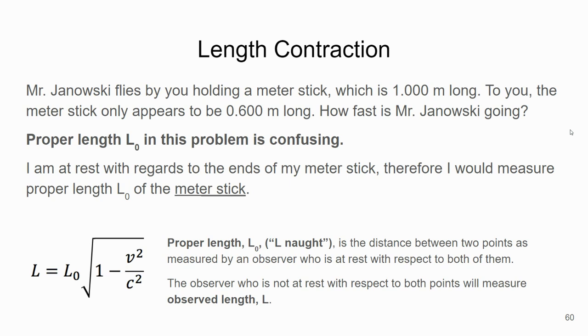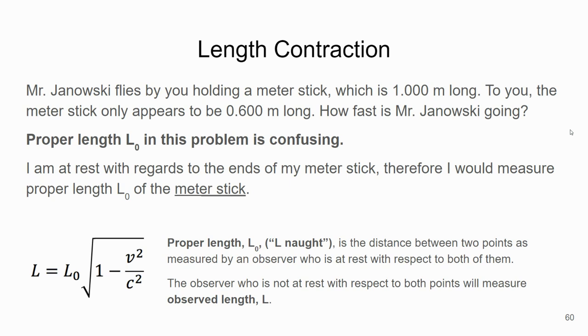So how it works is I'm holding the meter stick. So I am at rest relative to both ends of the meter stick. Therefore, I measure proper length, L naught, of the meter stick. You guys, meanwhile, are not at rest relative to the ends of the meter stick, so you will measure observed length of the meter stick.